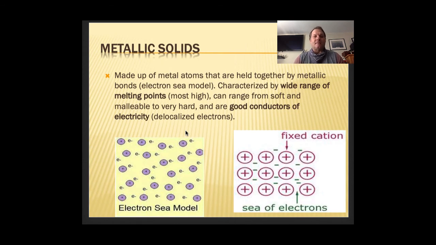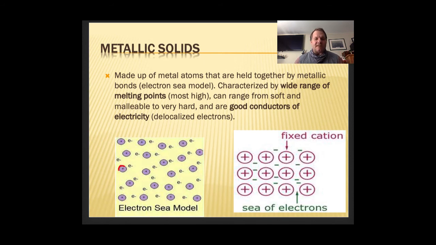Metallic solids are made up of metal atoms that are held together by metallic bonds, which is based on this thing we'll talk about called the electron sea model. There's a wide range of melting points. For example, mercury is a liquid at room temperature, but some of them don't melt for thousands of degrees Celsius. Most of them are pretty high in terms of metallic solids. They range from soft and malleable to being very hard, and they are good conductors of electricity because their electrons are free to roam.